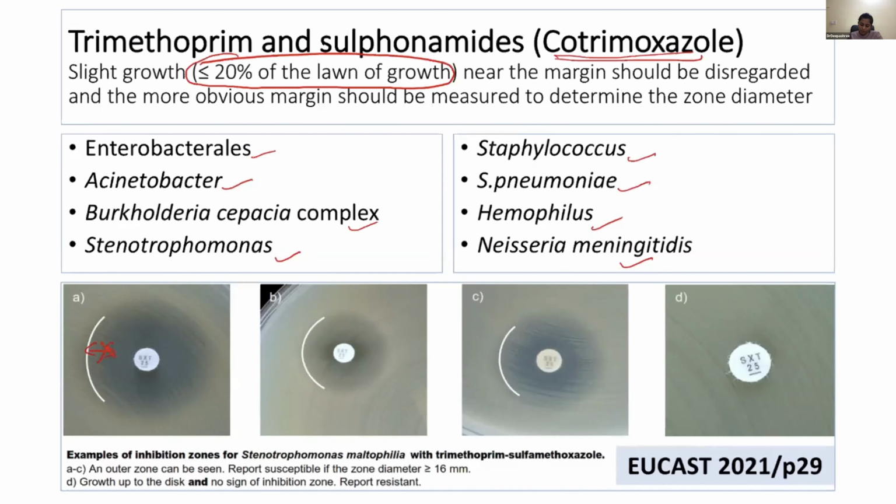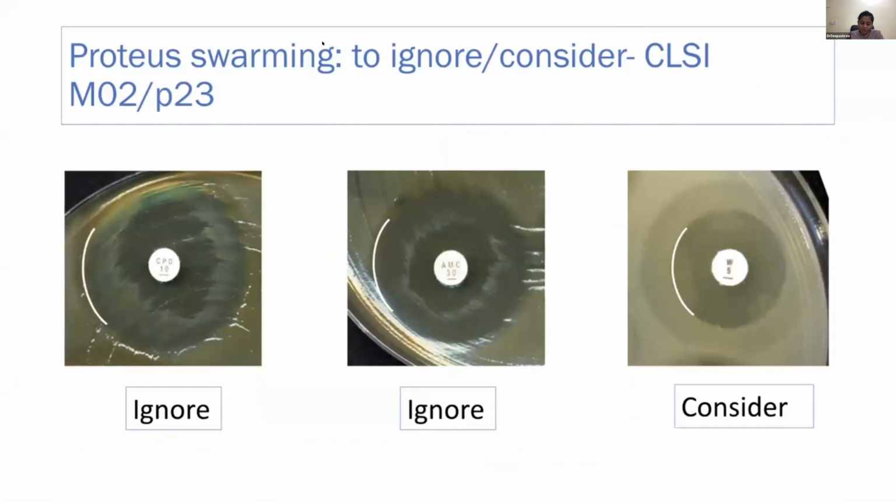So these pictures will tell you that in A to C, an outer zone can be seen. Report susceptible if the zone diameter is more than 16 mm. And growth up to the disc or no sign of inhibition, only this you will report as resistant. For the remaining, if your breakpoint is satisfied, then you report it as susceptible. Next is the same with Proteus swarming. Ignore the swarming. Only consider here swarming is seen in this part. So you just take the more obvious margin.